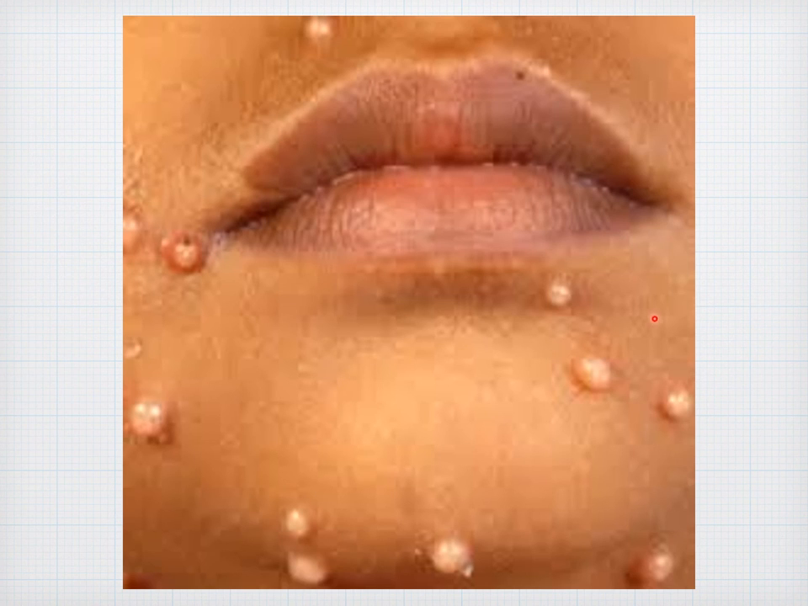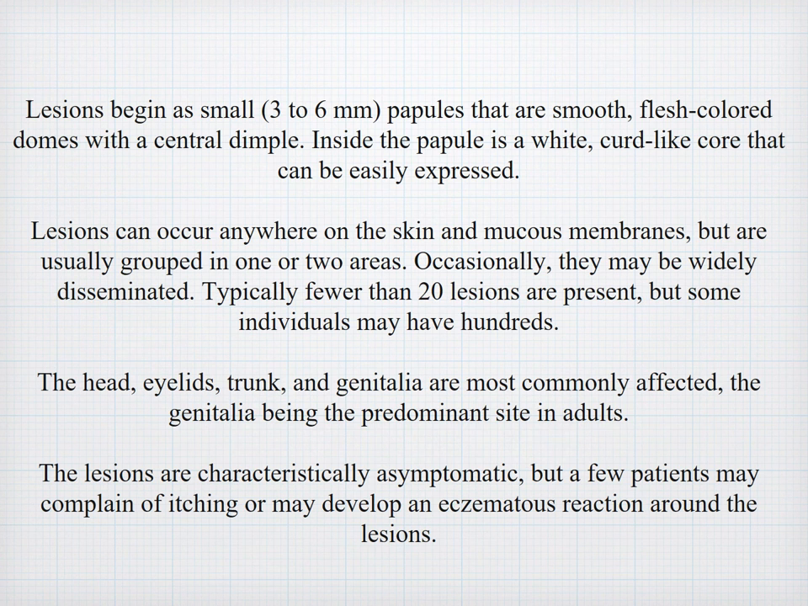Here we can see these papules of molluscum contagiosum. The lesion begins as small papules that are smooth, flesh colored, dome-shaped with a central dimple. Inside the papule is a white, curd-like core that can be easily expressed. Lesions can occur anywhere on the skin and mucous membranes, but are usually grouped in one or two areas. Occasionally, they may be widely disseminated. Typically, fewer than 20 lesions are present, but some individuals may have hundreds.